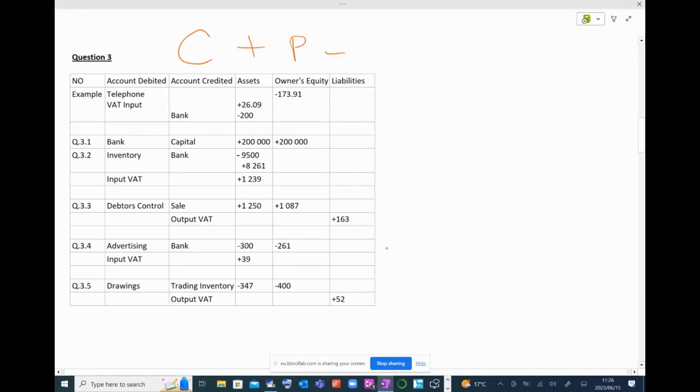C plus P is equal to SP. And what was the markup they gave? If you check it, 20%. And did they say on selling price or on cost? On selling price. So what is selling price? 100. And then this is obviously 80.